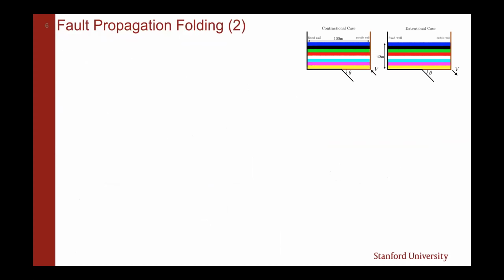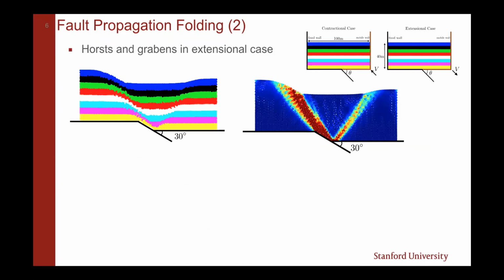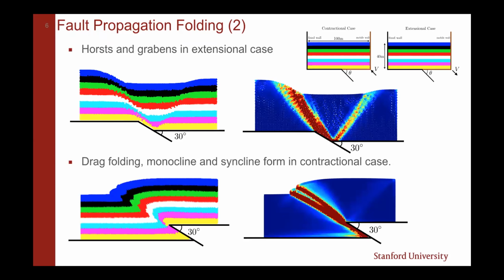So we've essentially done two types of different simulations. Some where you are contracting and others where you are extending. And let me show you the extensional case first. So on the left hand, we have these colored layers, which are simply for visualization purposes. They don't mean anything other than this way you can visualize sort of how the layers are being deformed as a result of faulting that's occurring. And you get what are called horsts and grabens in structural geology in the extensional case, or a signature of conjugate shear bands. And in the compressional case, you get what's known as a monocline and syncline combination.